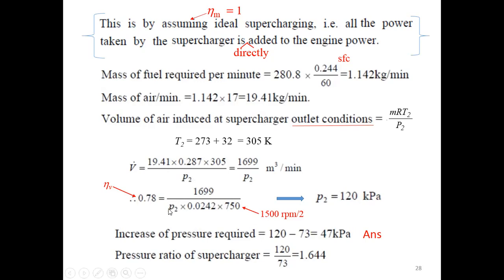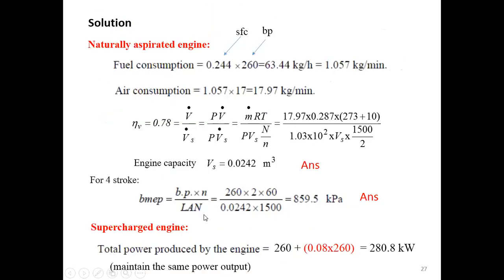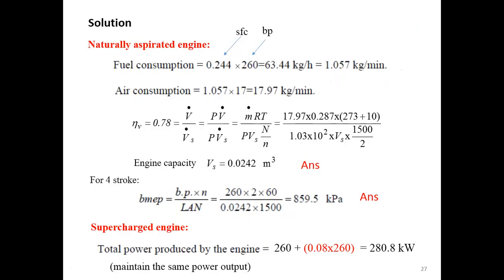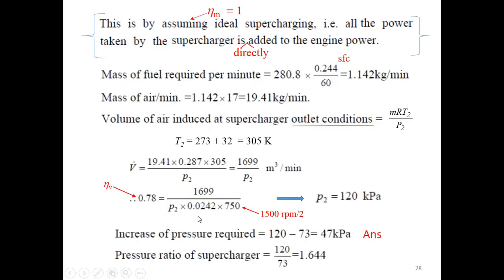So we know the volume of the air inducted by the supercharger, which is 1699 divided by P2. And we know the swept volume of the engine, which is 0.0242, and then times what? 750, which comes from 1500 divided by 2. So we can solve and get the outlet pressure P2, which is equal to 120 kPa.